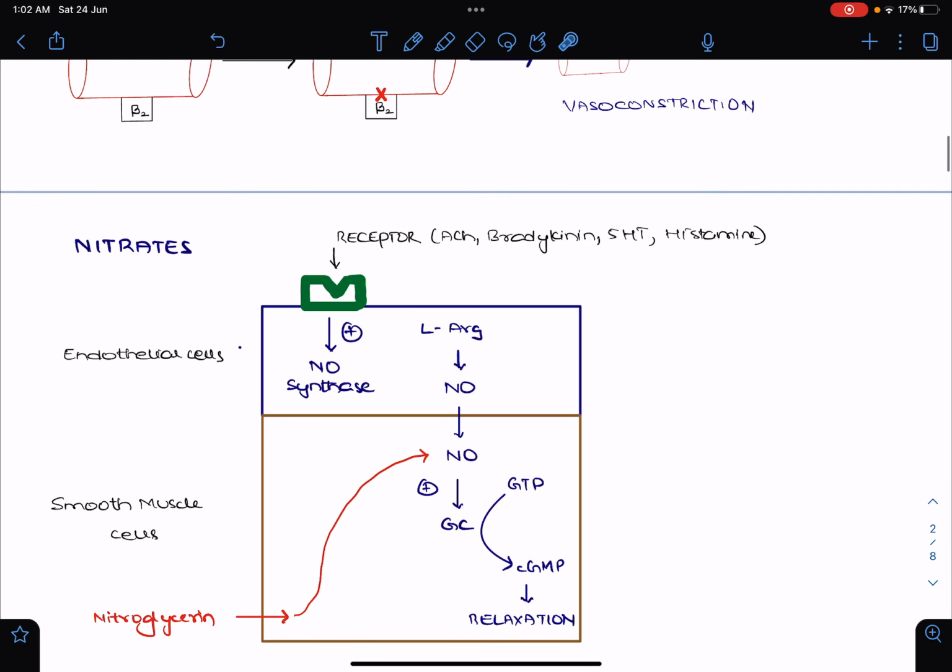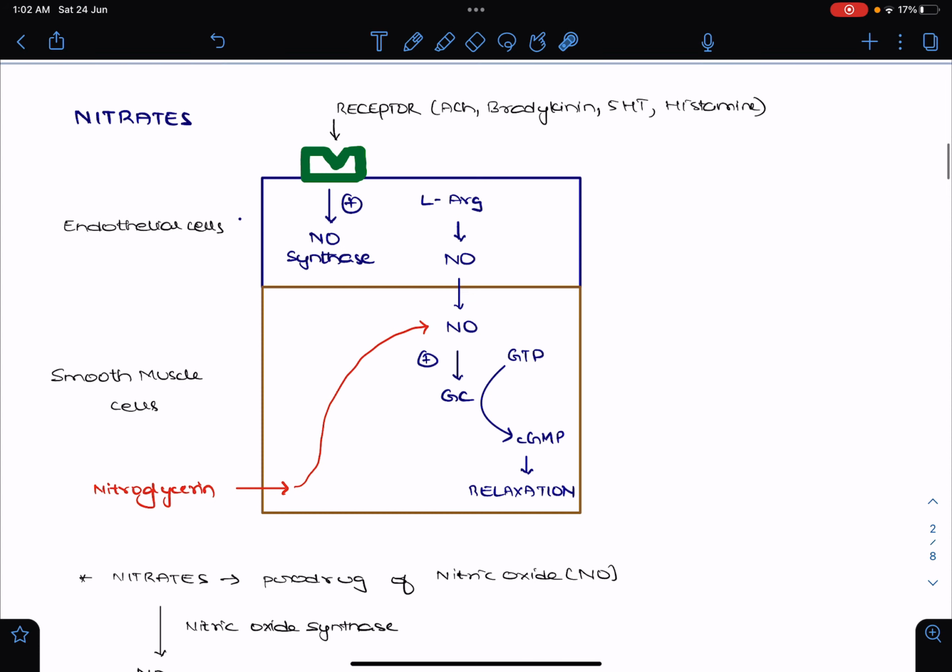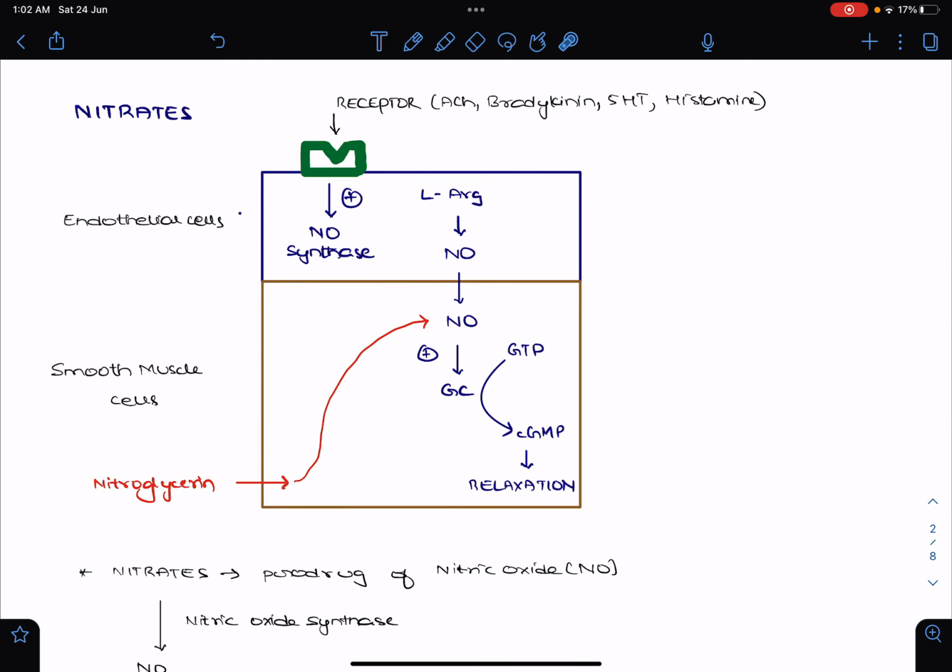Next, coming to the drugs which are used in anginal treatment. One of the very important drugs used in the treatment of angina is the nitrates. Let us see how the nitrates produce their mechanism of action. We have an endothelial cell and the smooth muscle cells. On the endothelial cells, we have receptors for acetylcholine, bradykinin, serotonin as well as histamine.